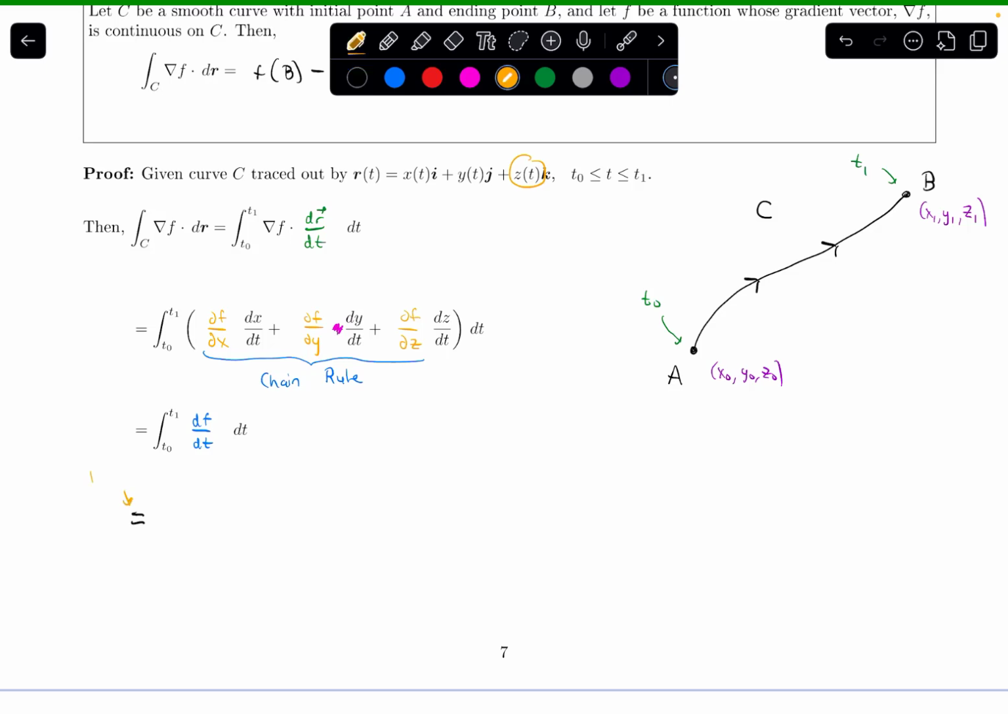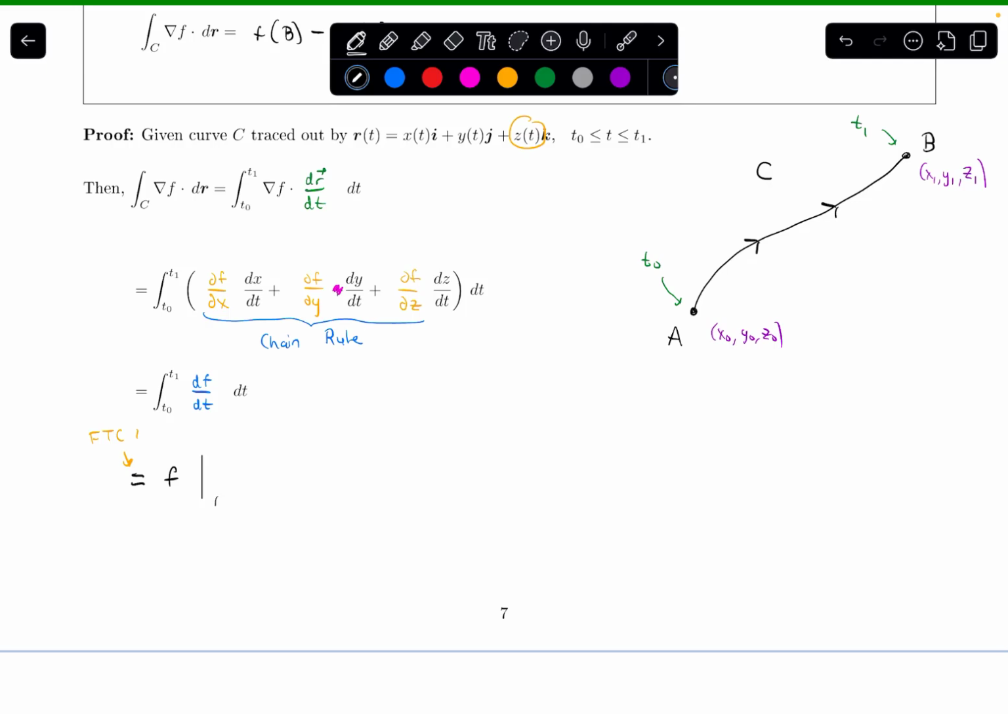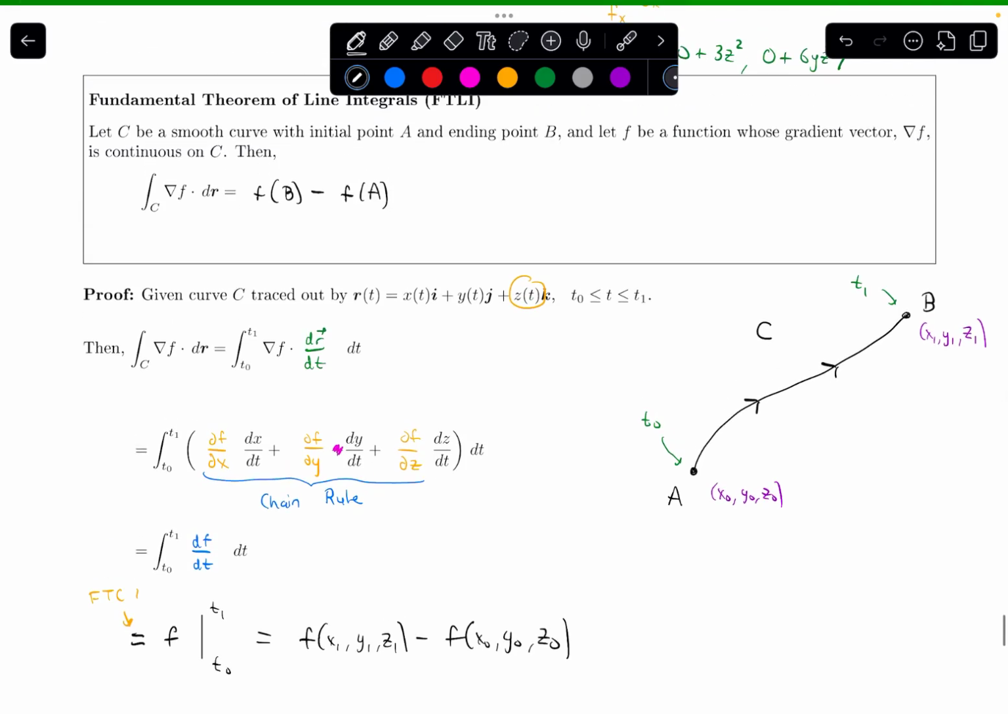I will write FTC1 here. They undo each other, and you'll get the original function, f. And you've got to evaluate it at those two times, t0 and t1. So at the final time, we are going to be plugging in this ending point, (x1, y1, z1), or I can call that b, minus, at this initial time, f of (x0, y0, z0). And that's exactly what this fundamental theorem of line integrals says. In fact, this is a good time to go and highlight that formula for the fundamental theorem of line integrals.